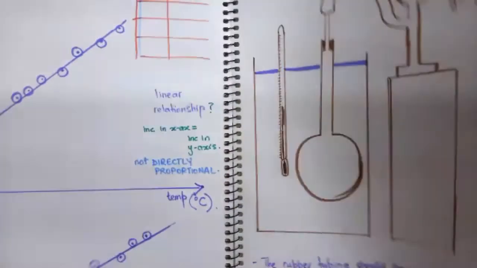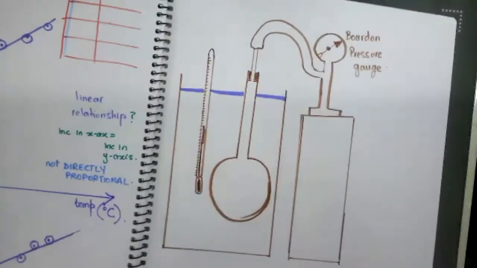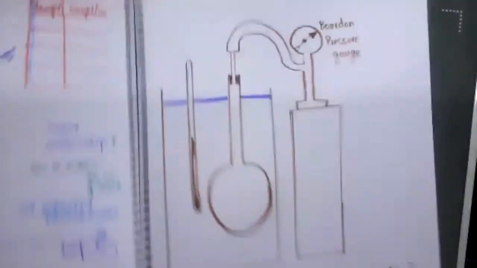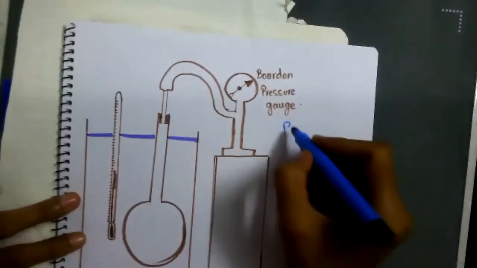If you have understood that, then let's move on. This was Charles' law that we just discussed. Now let's move on to pressure law. In pressure law, what is constant?